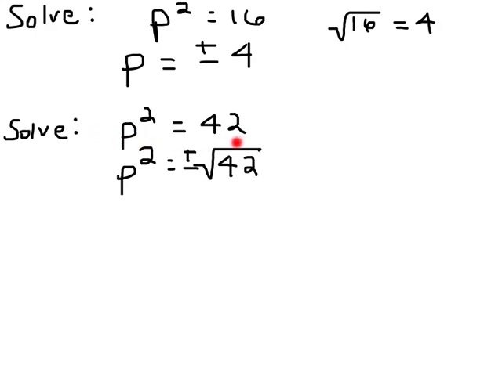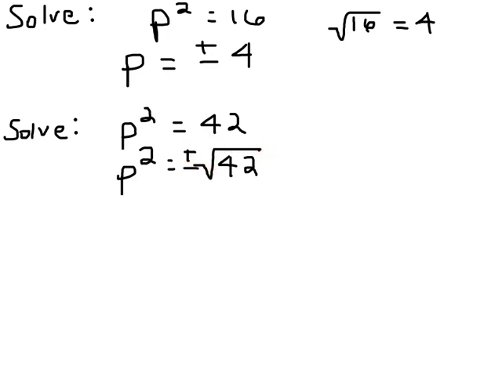Alright, now our next example is not quite so easy because 42 is not a perfect square. There's not a perfect square root for that. So what do we do in those situations? Well, pretty much the same thing. We're just going to say p equals positive or negative whatever the square root of 42 is.